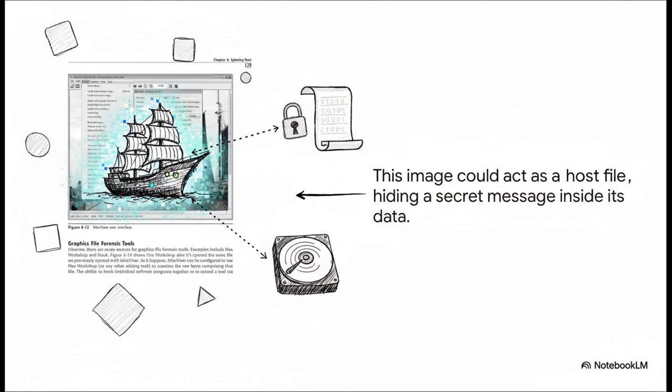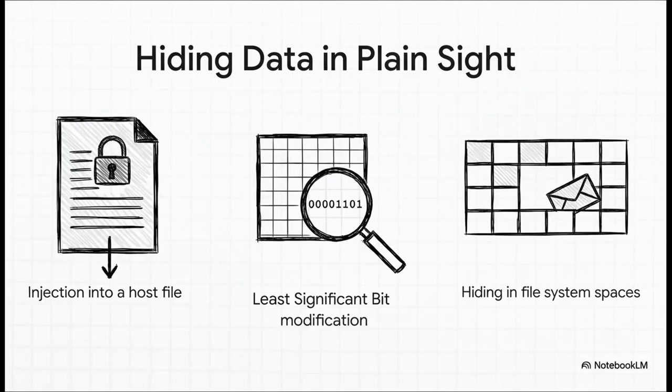To us, it's just a picture. But to a computer, it's millions of pixels, and each pixel has a specific color value. By making tiny, microscopic changes to those color values, changes you and I could never see, you can secretly embed a whole text file, or a password list, or even another picture, completely hidden inside the first one. And the methods they use for this are just incredibly clever.